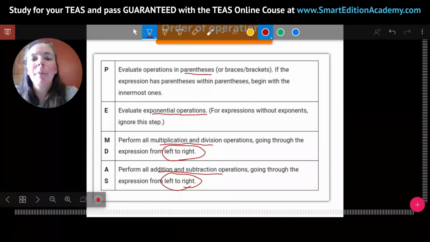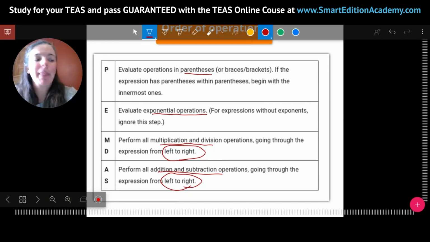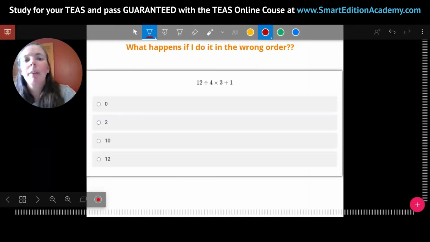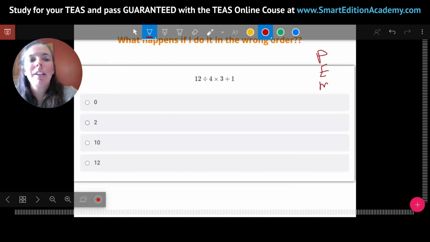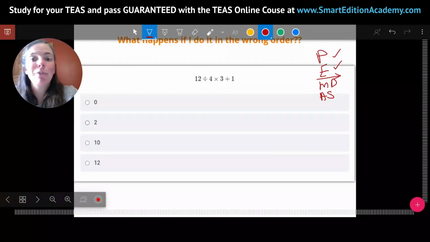Okay, so when we are using order of operations, very important we do it in the right way. So what happens if I do it wrong? I'm going to show you the right way to do it, and then I'm going to show you what happens if you do it wrong so you can avoid these mistakes. I like to write PEMDAS over here for myself so that I can just check it off as I go. So there's no parentheses, no exponents. Multiplication and division comes first. Remember, I go from left to right.